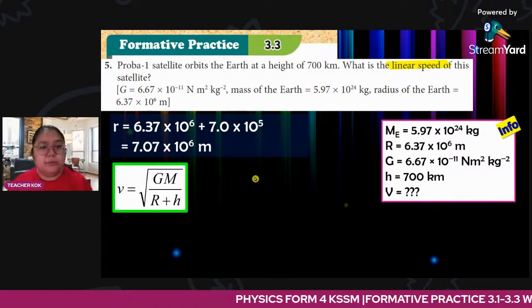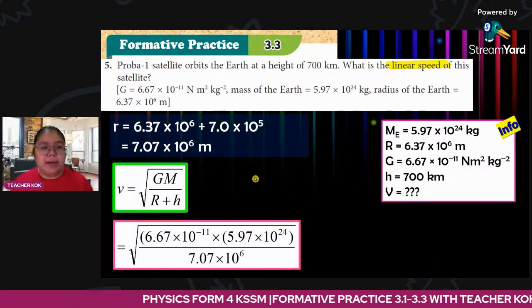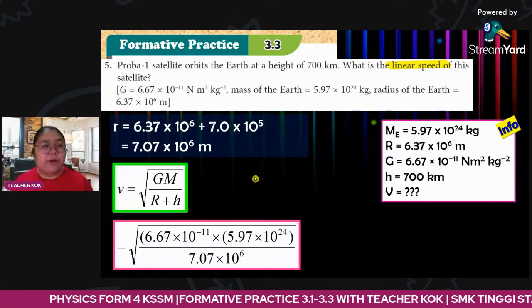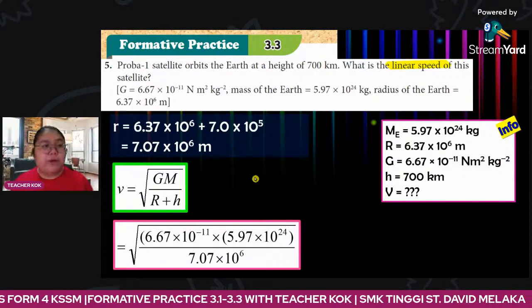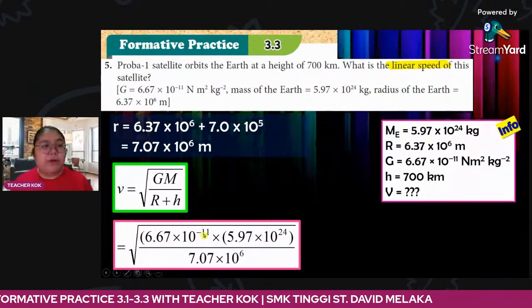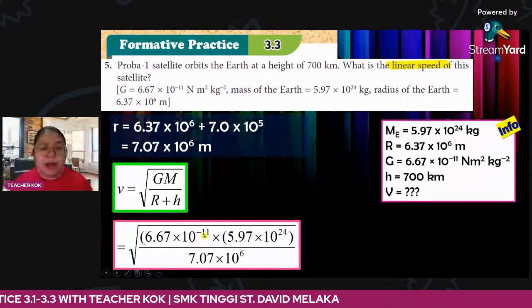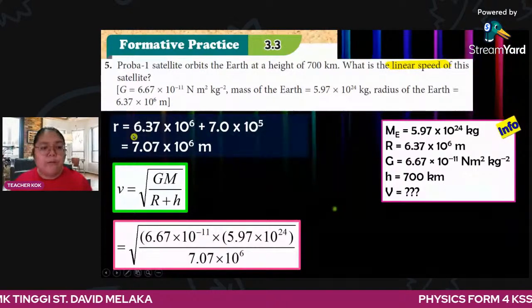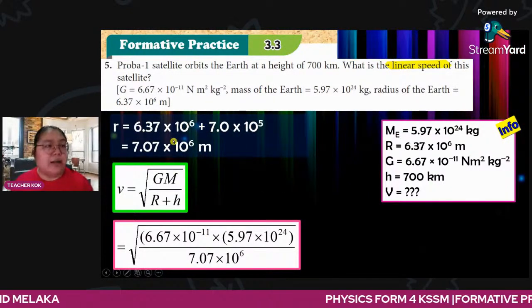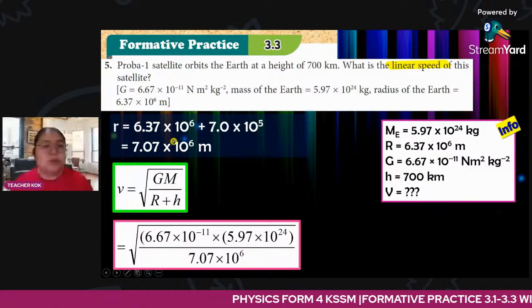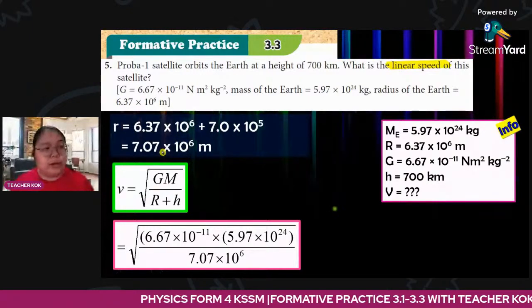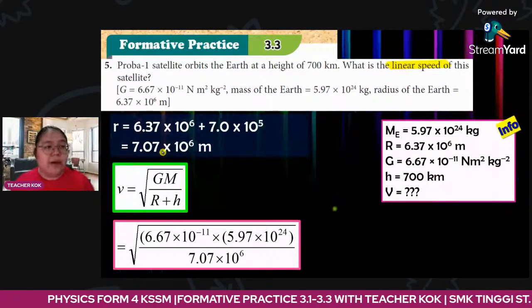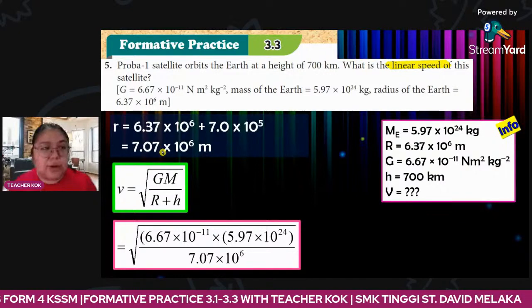Okay, I show all the info first. So when I do the square root, I need to put in all the info: 6.67 times 10 power negative 11, then the mass of the Earth, then over the distance I found just now. This one is the satellite distance plus the radius of the Earth. Then I get the final answer. What's the final answer?